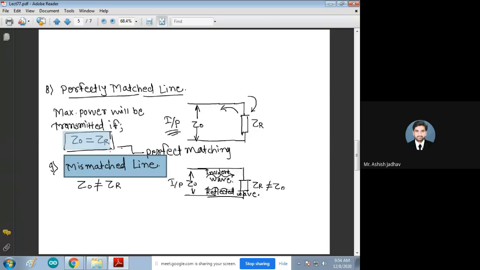If the value of Z0 equals ZR, we call it perfect matching, and the maximum power will be delivered to ZR. But in some cases, practically, Z0 cannot be equal to ZR. That is why most of the power is sent to the load, but some of the power is reflected back towards the source. This is an example of a mismatched line, right? Some of the power is getting reflected back. So this is what is called a mismatched line. Z0 not equal to ZR is the situation that indicates mismatching.